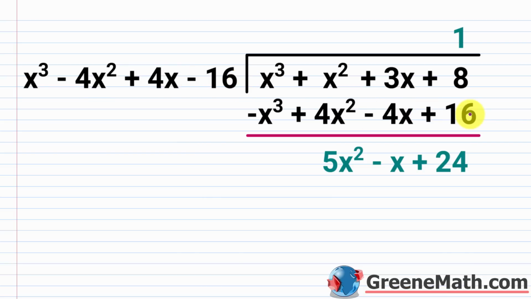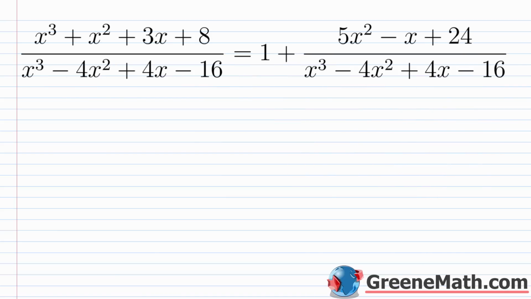So now you can just add. So x cubed minus x cubed, that's going to cancel. x squared plus 4x squared, that's 5x squared. 3x minus 4x is negative x. And then lastly, 8 plus 16 is 24. So the quotient is 1. And then your remainder is going to be 5x squared minus x plus 24. So the way we're going to write this, we're going to say it's 1. Again, that's your quotient, plus 5x squared minus x plus 24, that's your remainder, over your divisor. So x cubed minus 4x squared plus 4x minus 16.